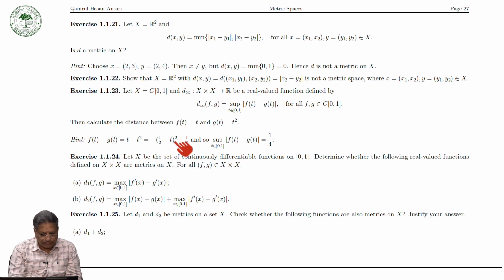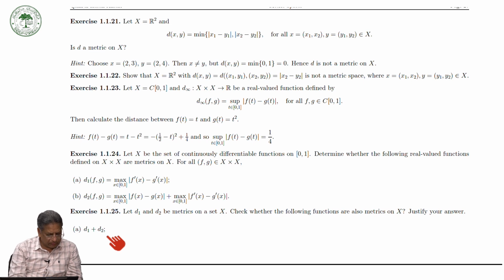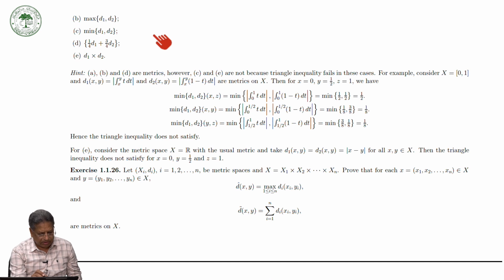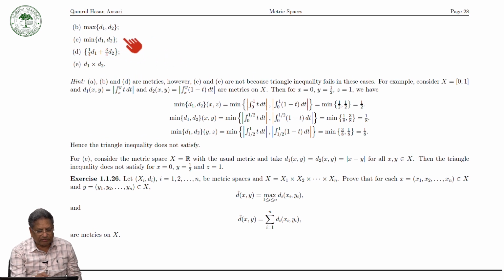Here also you can see, if d1, d2 are metrics, then check whether d1 plus d2 is a metric. And the maximum of d1 and d2 is a metric, and the minimum of these, whether they are metrics. Here I have given some cases where you can see that the triangular inequality does not hold. So these are several exercises.